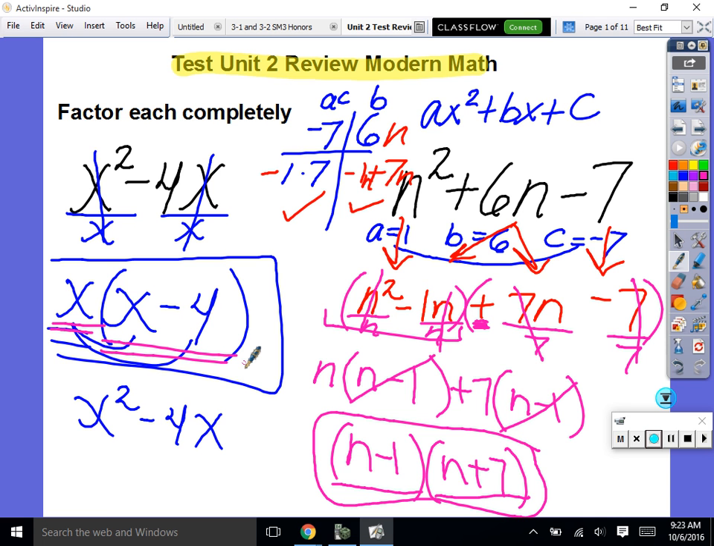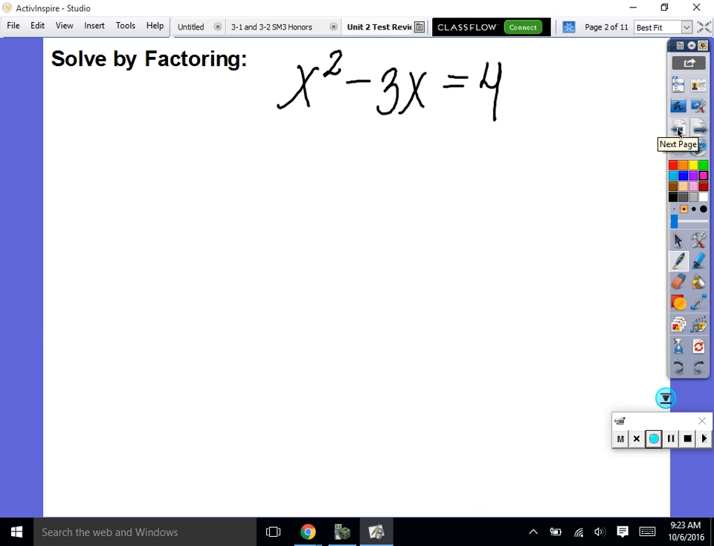Okay, awesome. So what I'm going to do is push pause, and I'm going to have you do problems. Solve by factoring. On the next part of the test, you've got to know the difference. If you go on the front of the test and start solving, and it says factor, you're going to get them wrong. So if it says factor, you stop at factoring. If it says solve by factoring, we've got to go completely down until we have solutions. Does everybody understand the difference? You've got to factor it, then continue to solve it.